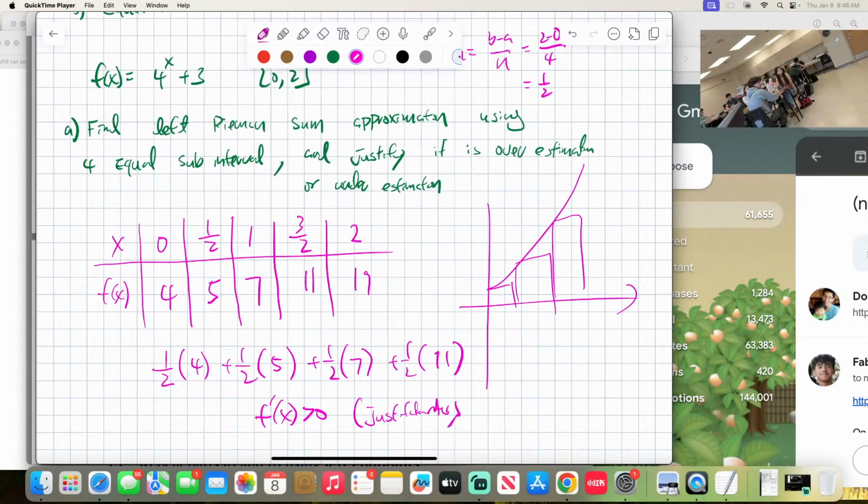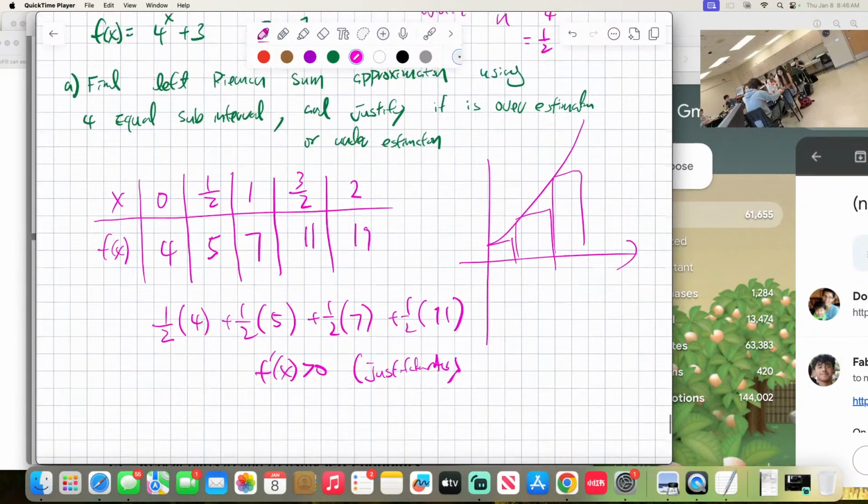So if you use left end, then that's why it's below, right? Now, if a function is decreasing, then your left end is going to be an over approximation. If you think about it, if it's going down, right? When you draw it, it's going to be over the space. Does that make sense?